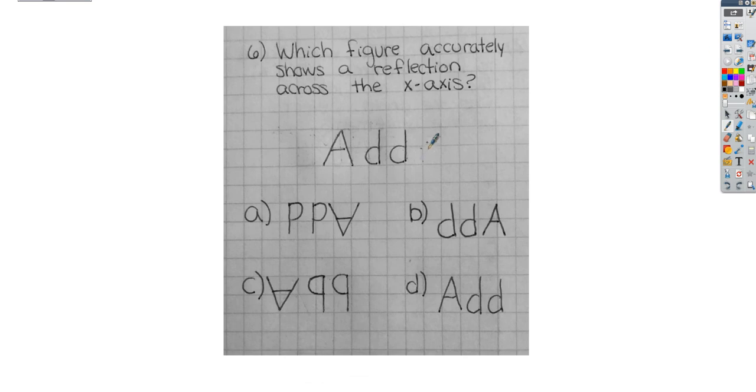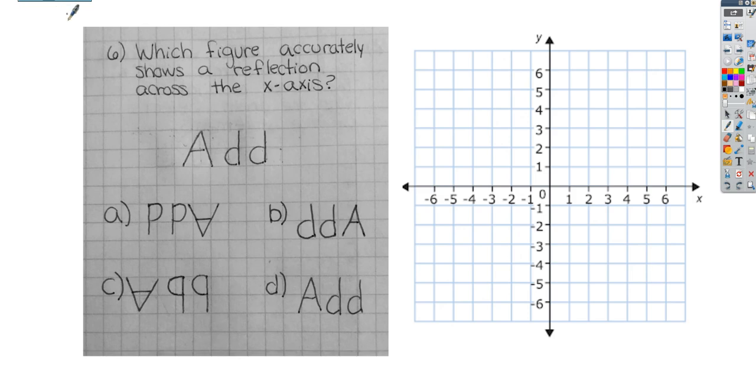So number 6. Number 6 is a little bit of a weird question. So which figure accurately shows a reflection across the x-axis? So notice I got a coordinate grid, and what I'm going to do is think which one is my x-axis and which is my y. So here we have our x-axis, and I'm going to write the word x above, so I remember what we're talking about. And now I'm going to think if I do a reflection, normally I count the points away from the x-axis that I'm at.